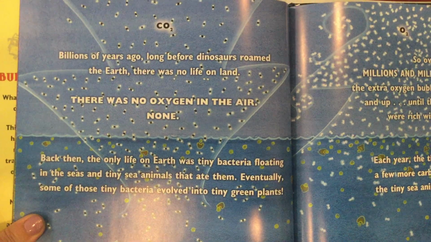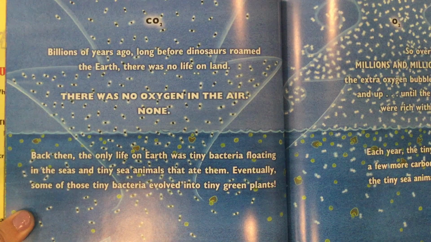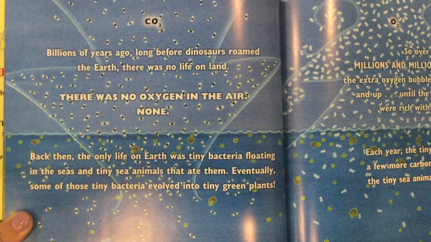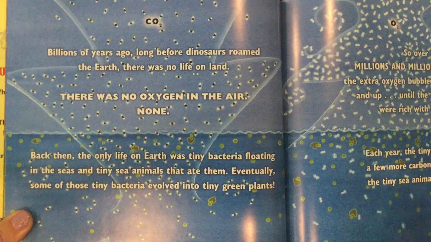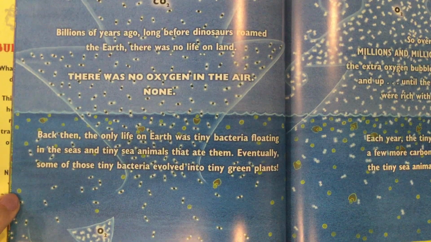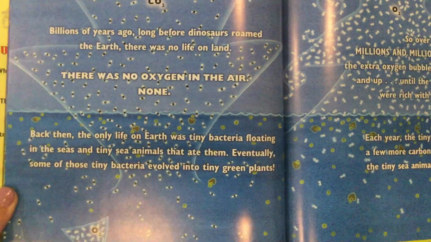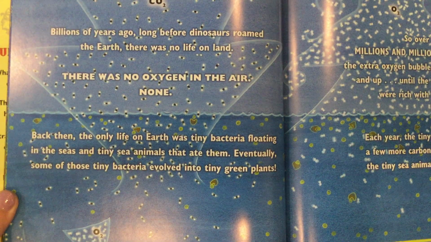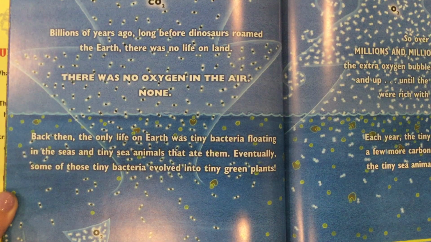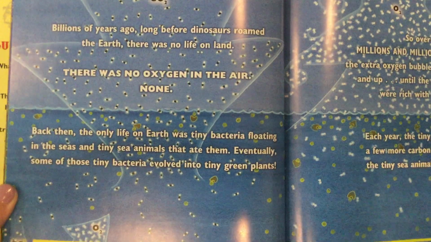Here's what happened. Billions of years ago, long before dinosaurs roamed the earth, there was no life on land. There was no oxygen in the air. None. Back then, the only life on earth was tiny bacteria floating in the seas and tiny sea animals that ate them.